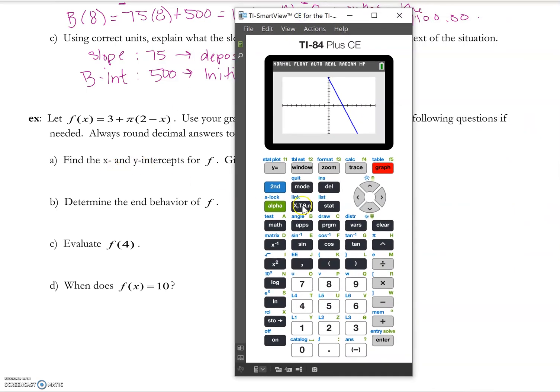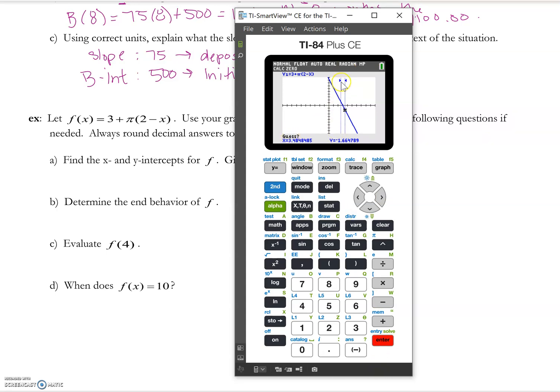Starting with the x-intercept, this should be a review from last time. We always hit second and then trace. Another word for x-intercept is 0, so we select option 2 that says 0. And then we have our questions, left bound, right bound, and guess. So right now I'm going to move my left and right arrows to the x-intercept, pretty close to the x-intercept here. And now I'm going to move it off the x-intercept just a little to the left, hit enter. I'll go back to my x-intercept, and now I'll move my cursor just a little to the right, hit enter.